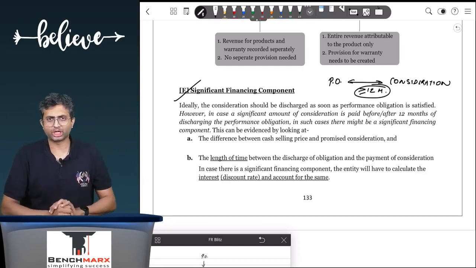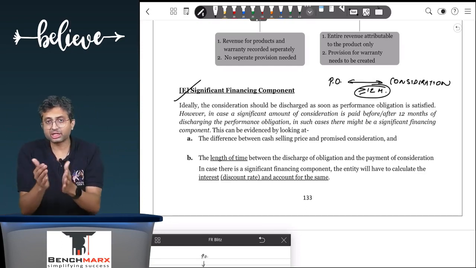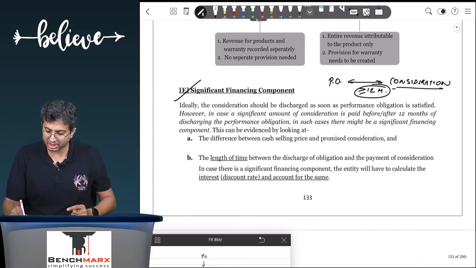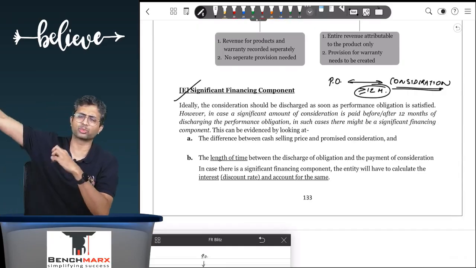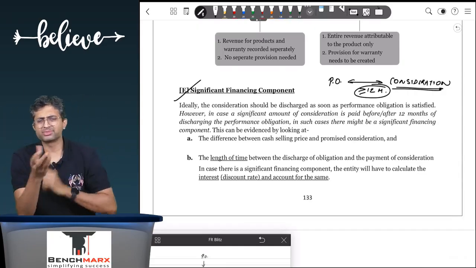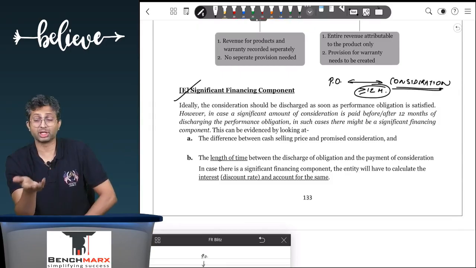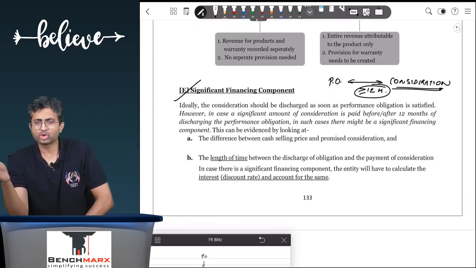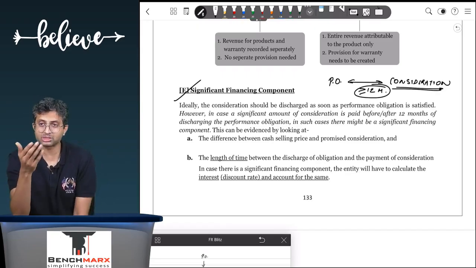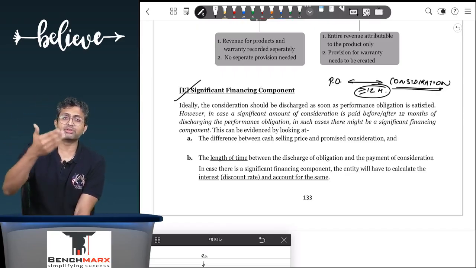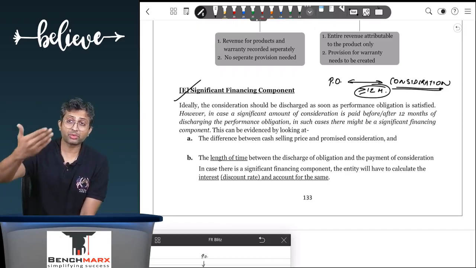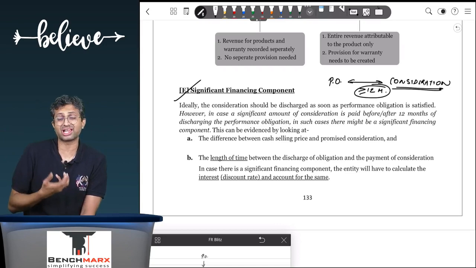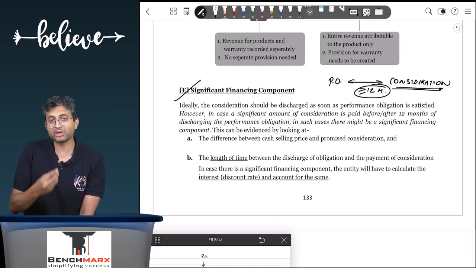If the gap is more than 12 months, there is an inherent assumption that there is a significant financing component involved if a significant amount of consideration is paid. If barely 1 lakh rupees out of a 1 crore property is paid, it's barely 1%, we don't treat it as material. But out of a 1 crore property, the entire 1 crore rupees is paid, and the property is going to be delivered after 2 or 3 years. That is to say that the customer is implicitly giving you a loan. You are going to discharge your performance obligation after 2 years, so ideally he should pay you money after 2 years. He is paying it to you today. So it is as if you are receiving a loan for which there will be a finance cost.